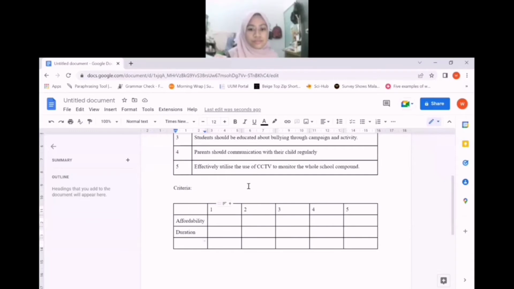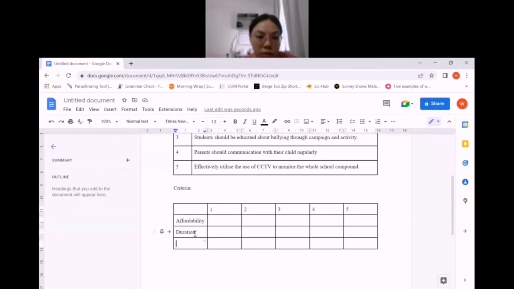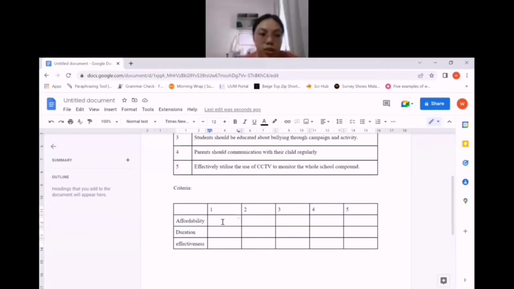Okay, that's all. We have 5 solutions. Then next we will go through the criteria. I have set up 3 criteria to determine the best solution, which are affordability, duration, and efficiency. Do you all agree with these criteria? Yes, I agree. Yes. Yes. Okay. I think we can proceed with the first solution that was suggested by Amira.